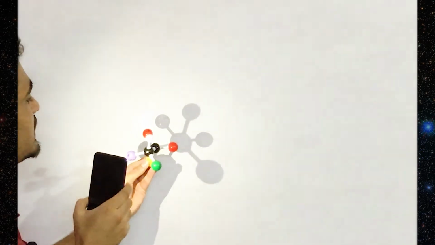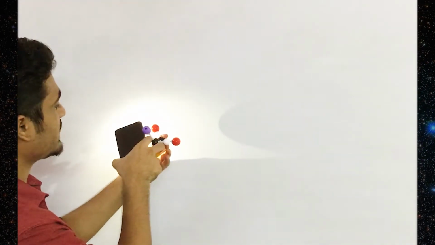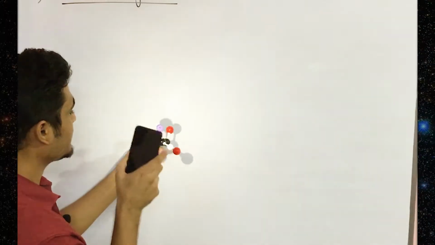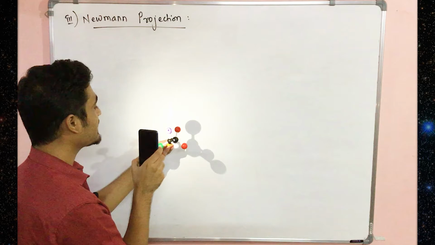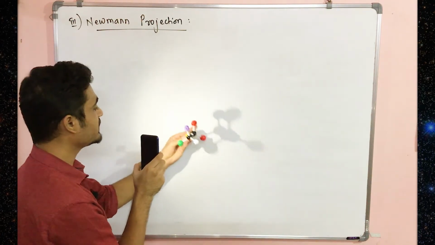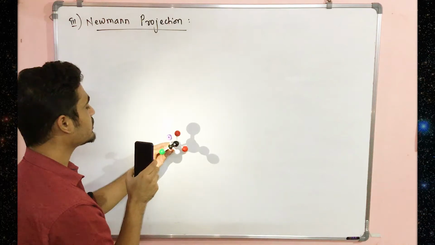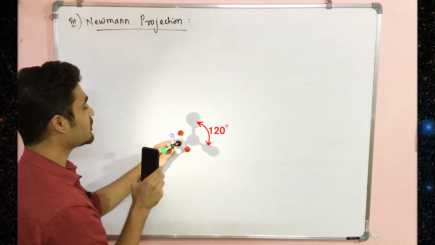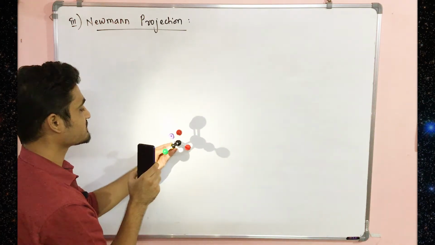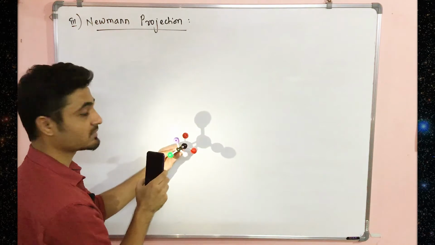And you can clearly see, now suppose I rotate this about single bonds, and I will be getting something like this. Okay, and you can clearly see that the angle in the shadow between two bonds, what will be that angle? It will be 120 degrees, right? Like this, 120 degrees, and all the three bonds are equally spaced. Okay, and that's how you create Newman projection.